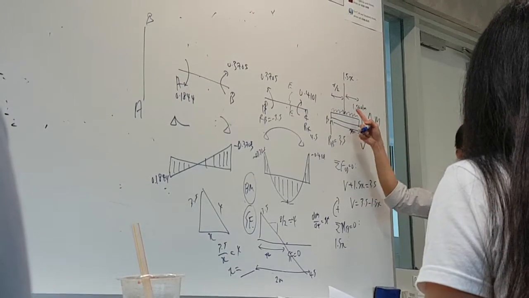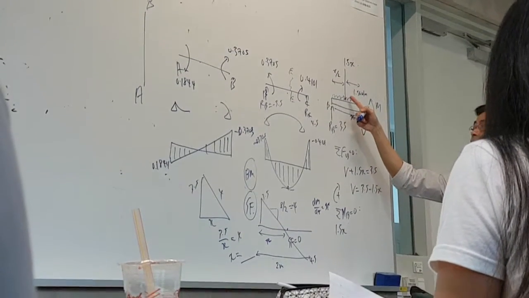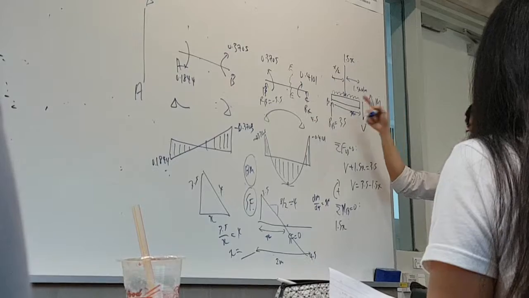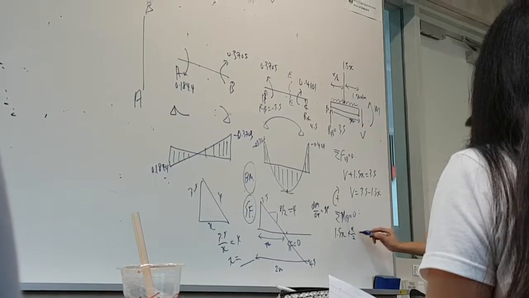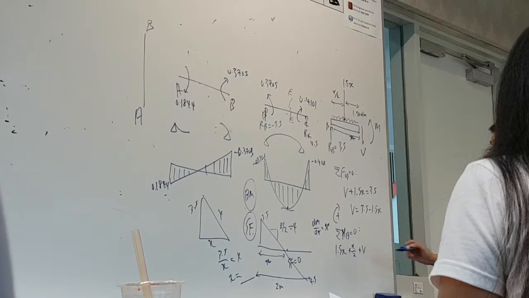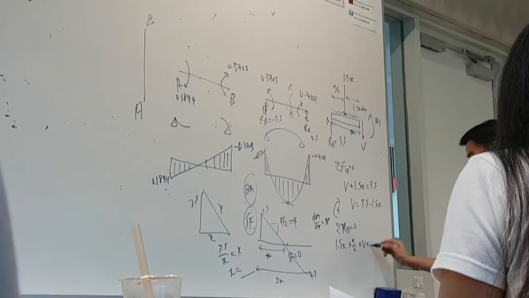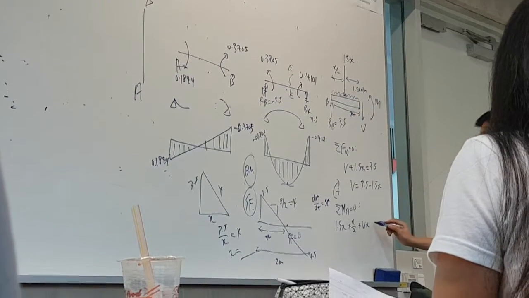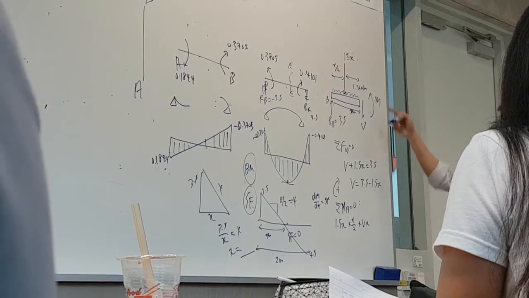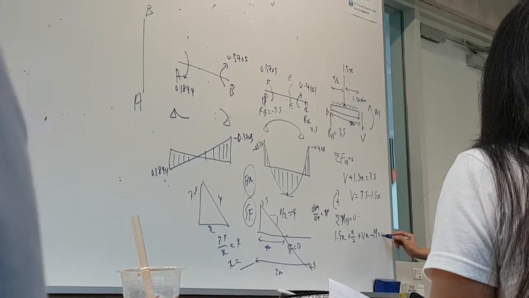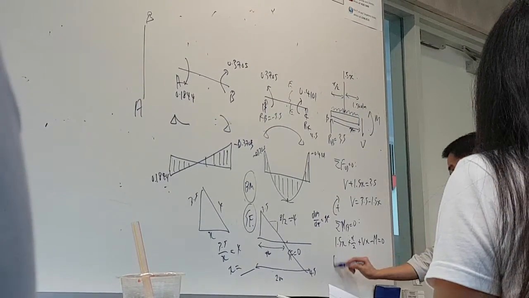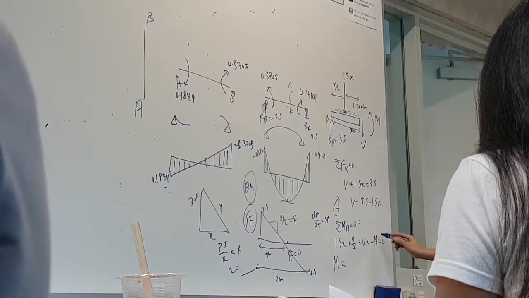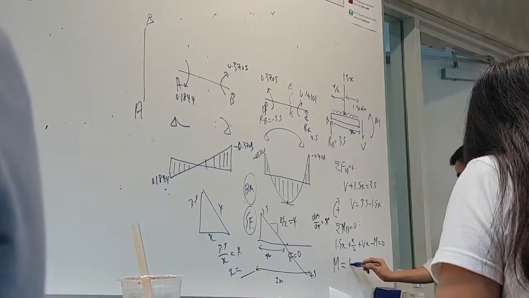1.5x, this is the point load you have replaced. What is the moment arm? It's x over 2, multiplied by x over 2, plus your V multiplied by the distance x, which is the moment arm, minus M equals 0.